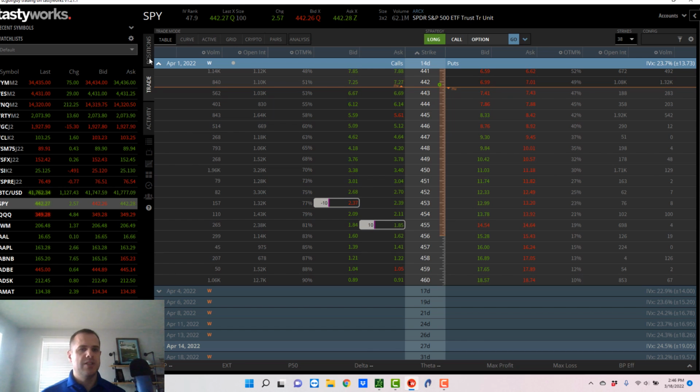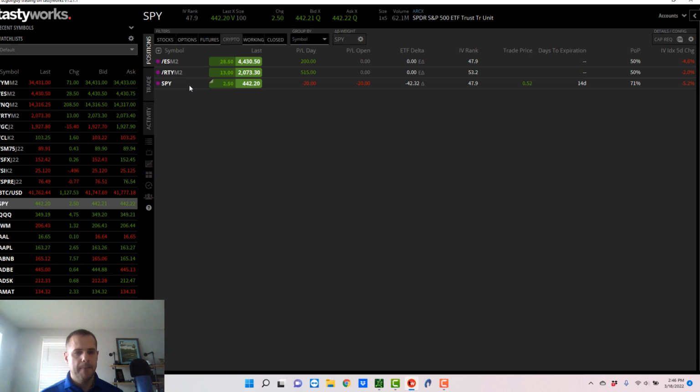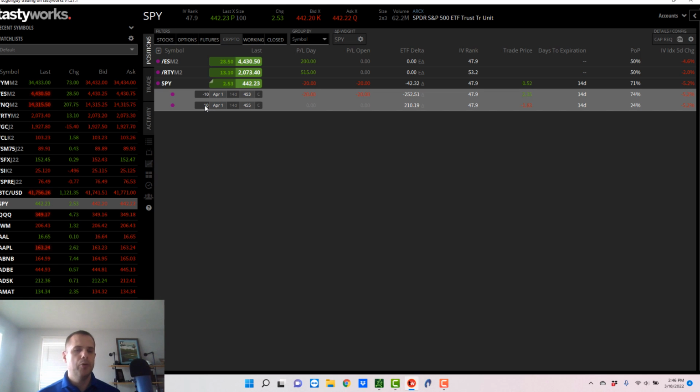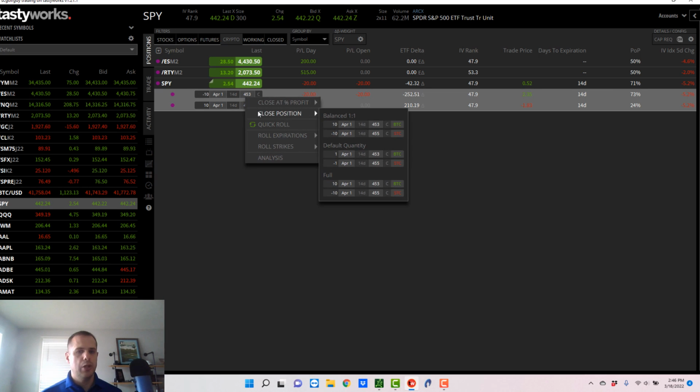So let's go over to the positions tab, and let's go to SPY. You can see my SPY position right here. If I click on SPY, now you see my position. I've got 10 spreads on. I'm going to click on both of those lines, the 453 and 455 calls. Now they're both highlighted in gray. I'm going to right click on one of those and go to close position. I'm going to select full position.